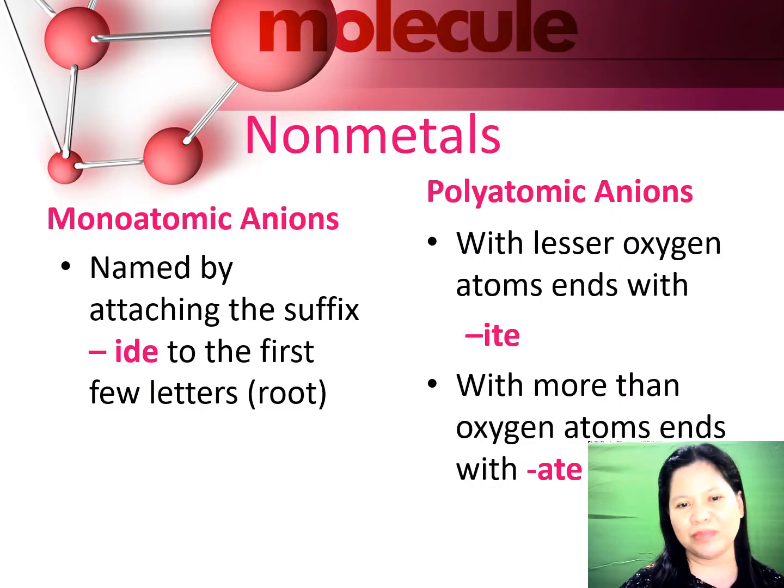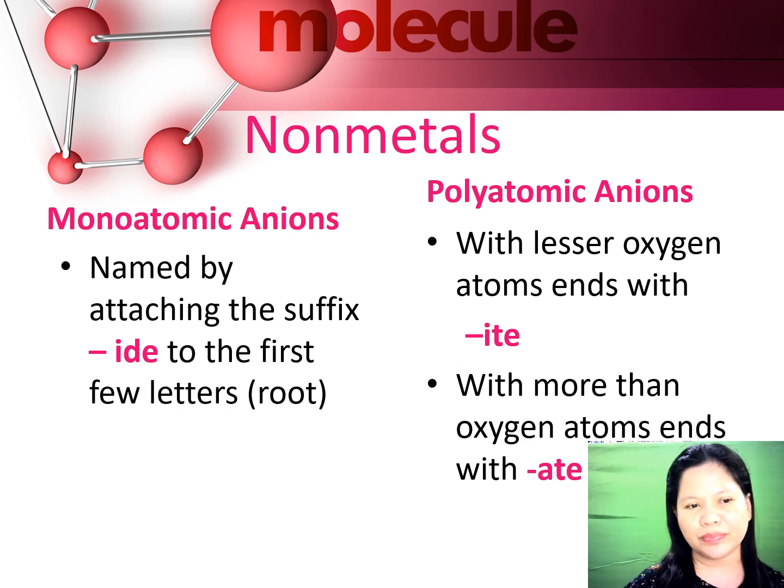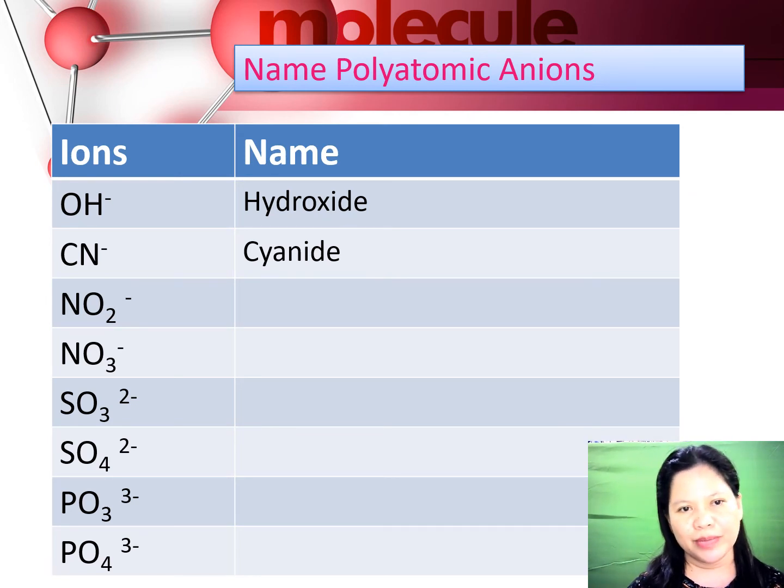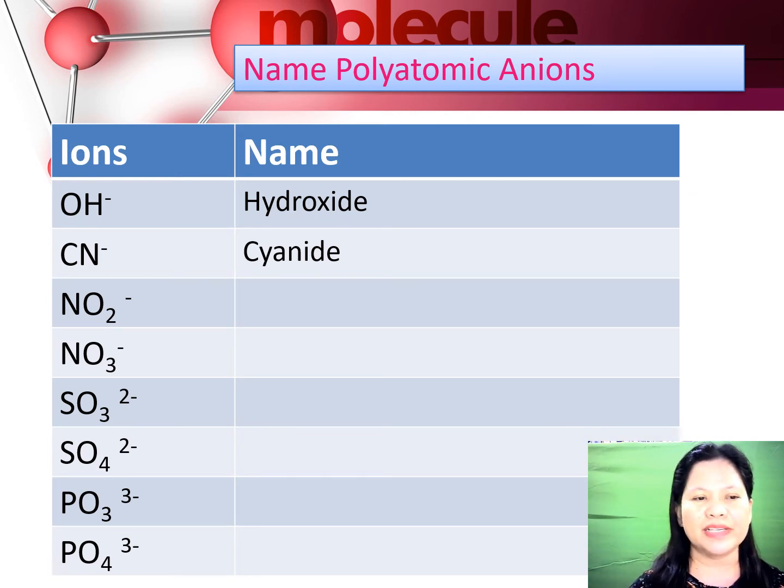So let's proceed with non-metals. So for monoatomic anions, name by attaching the suffix IDE to the first few letters in the root word. For the polyatomic anions with lesser oxygen atoms, it ends with ITE. And with more oxygen atoms, it ends with ATE. So I'll give you an example of naming polyatomic anions. Okay, the first example is OH. So the name is hydroxide.